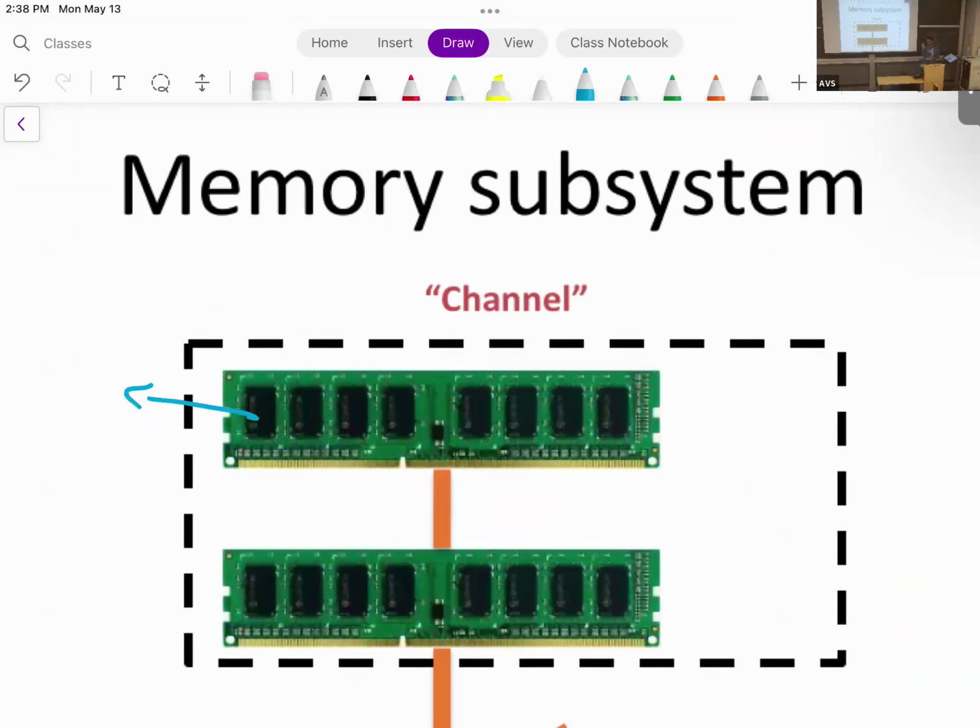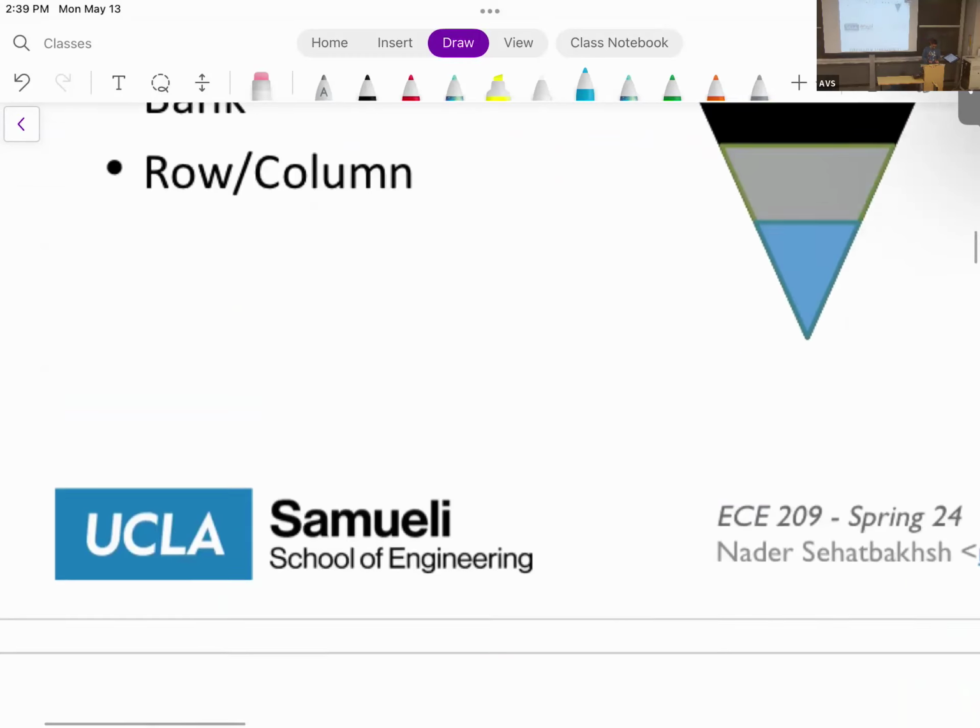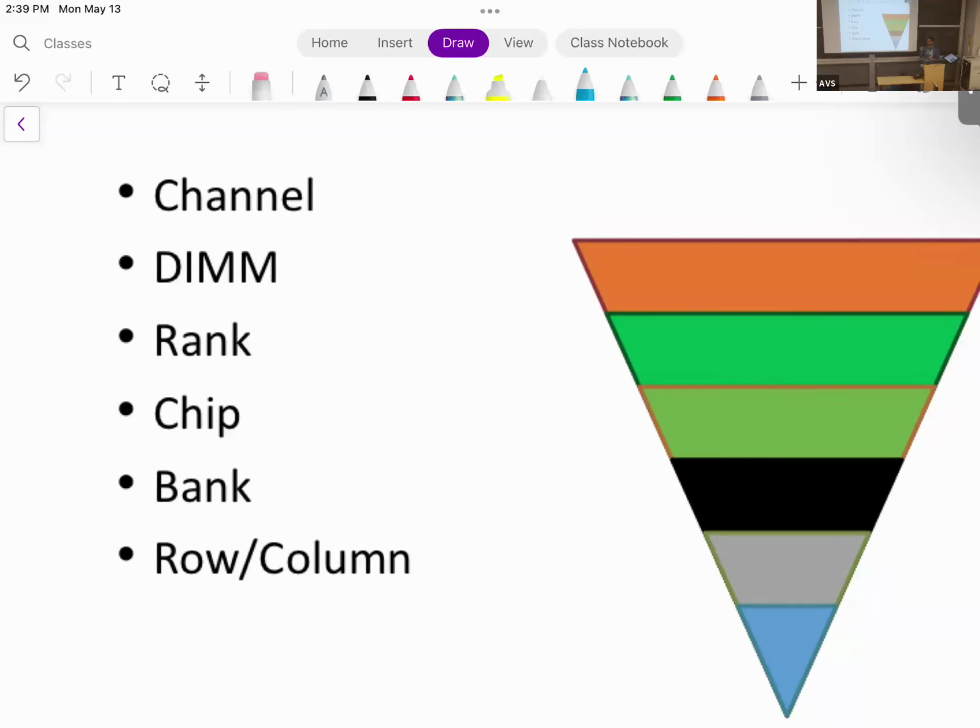These are literally DRAM chips that you put into this PCB, which is this green thing. For example, we usually have 8 chips on each side of a DRAM. And if you have a DIMM, so you have both sides, so you have 16 different chips, okay? Then within each chip, we have banks, okay? So we usually have multiple banks within a chip. And then within each bank, we have rows and columns that I just showed you.